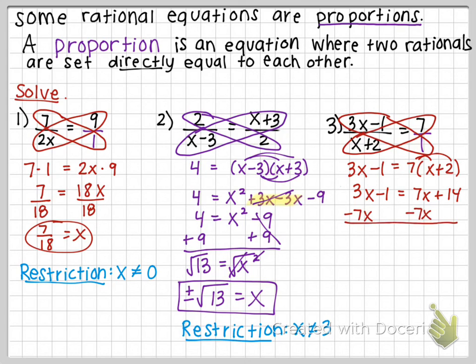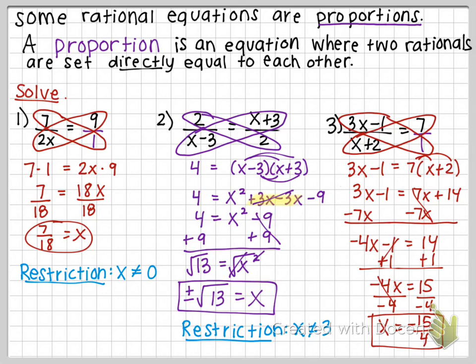We're going to combine like terms, so subtract 7x. 3 minus 7x is negative 4x. Bring that minus 1 down, equals 14, and then I'm going to add 1 to both sides. So negative 4x equals 15. To get the x alone, divide by negative 4, and we have x equals negative 15 over 4. The restriction here: if we set the denominator equal to 0, x cannot equal negative 2. And that's it.